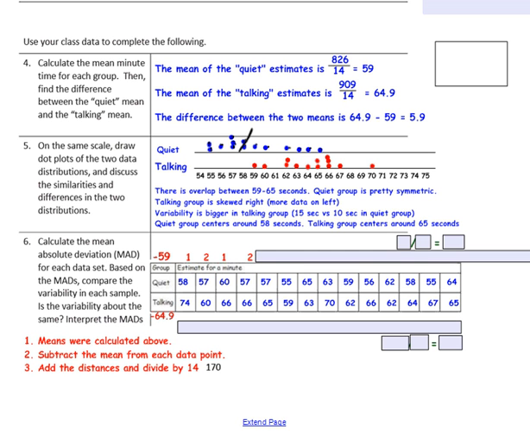Notice that we are only writing down the positive difference. We want to know the distance from the mean, and distance is a positive number. Pause the video and continue subtracting each data point from the mean.